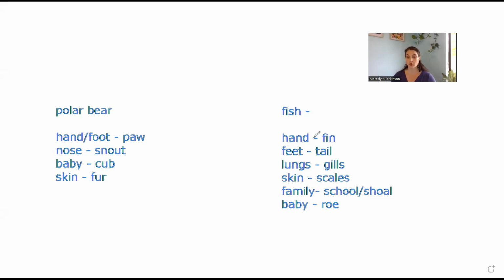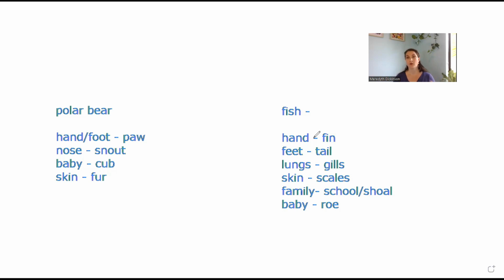I would like you to choose a different animal of your choice, so not a wolf, a polar bear, or a fish, something else like a bird or a guinea pig, a cat, a tiger, an elephant, a lizard, whatever it is that you want. And I want you to think about a human's body parts and how that would relate to an animal. So what would a hand be for a bird? What would a foot be for a lizard? What would the skin be called?